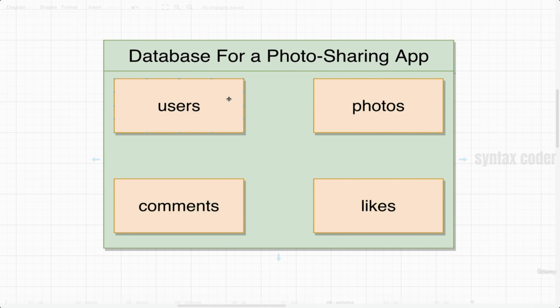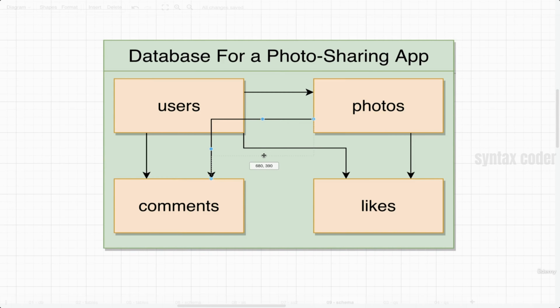We've also established that a user somehow creates and owns different photos. We've established that a user somehow creates and owns comments. And we've established that users somehow own and create likes. In addition, we've established that there's some kind of relationship between photos and likes, because you can like a photo, and that photos and comments are somehow also related, because you can add some comment to a photo.